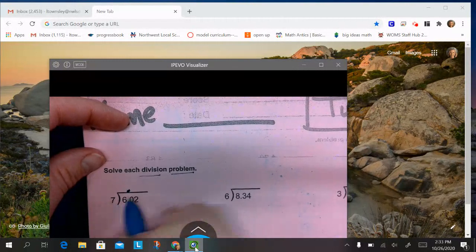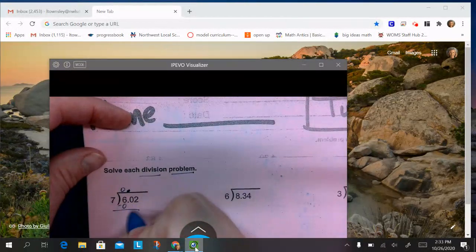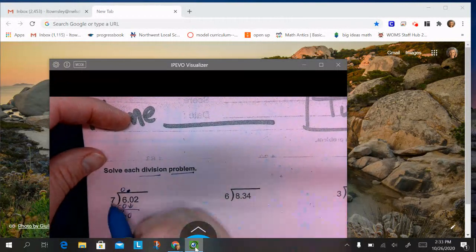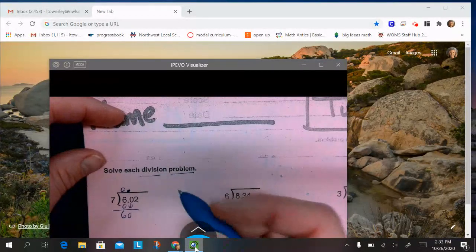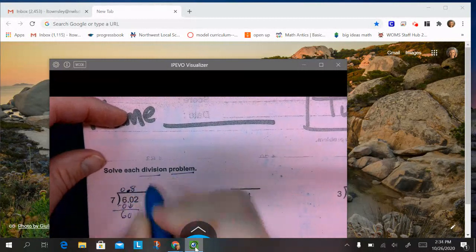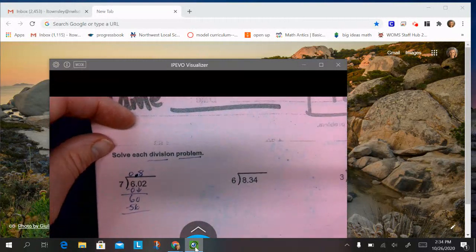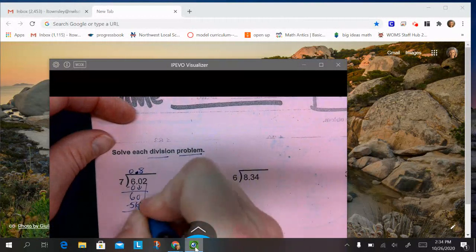You want to think, how many times is 7 going into 6? 0. 0 times 7 is 0. Subtract, you have 6. Bring down your 0. How many times is 7 going into 60? Well, 7 times 7 is 49. 7 times 8 is 56, so that's pretty close. So let's try 8. 8 times 7 is 56. You want to subtract 60 minus 56. So there's 4. Bring down your 2.